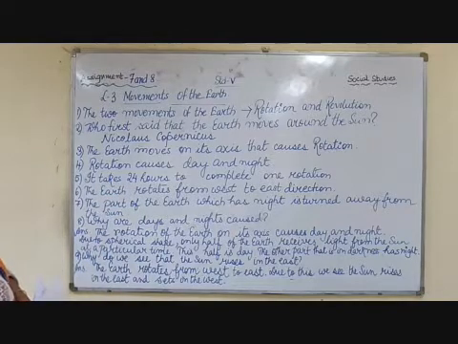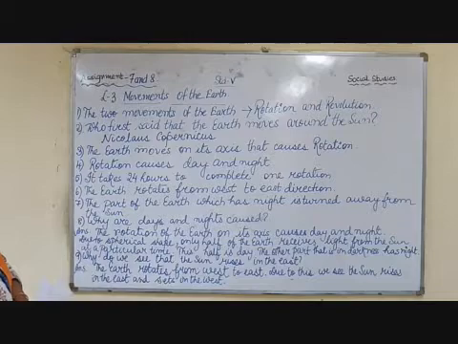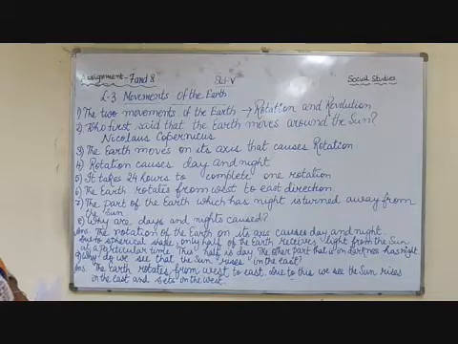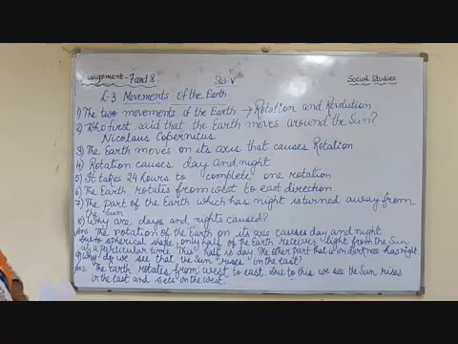Number 3, the earth moves on its axis, that causes rotation. Had it been in a fixed place, there would have been no rotation or revolution. Number 4, rotation causes day and night. Number 5, it takes 24 hours to complete one rotation. Number 6, the earth rotates from west to east direction.